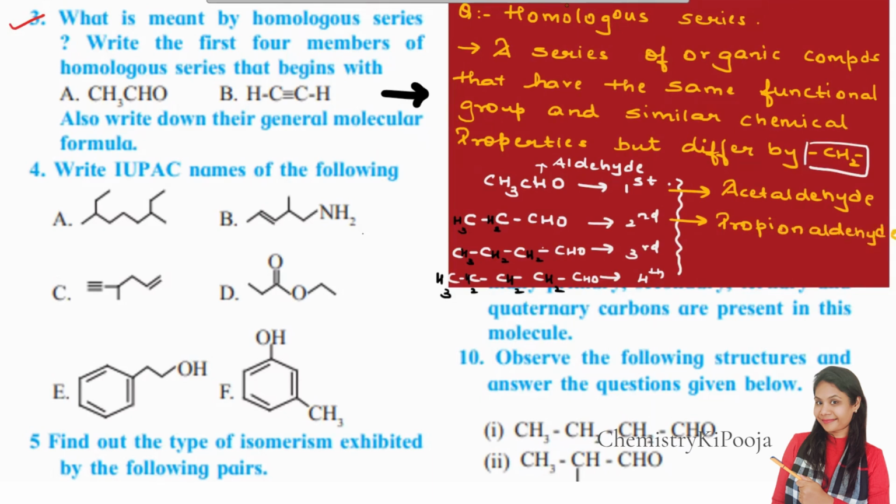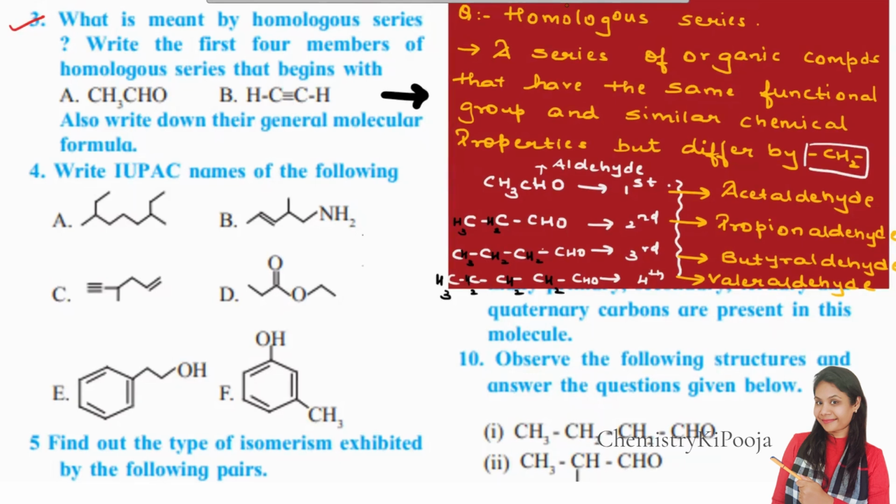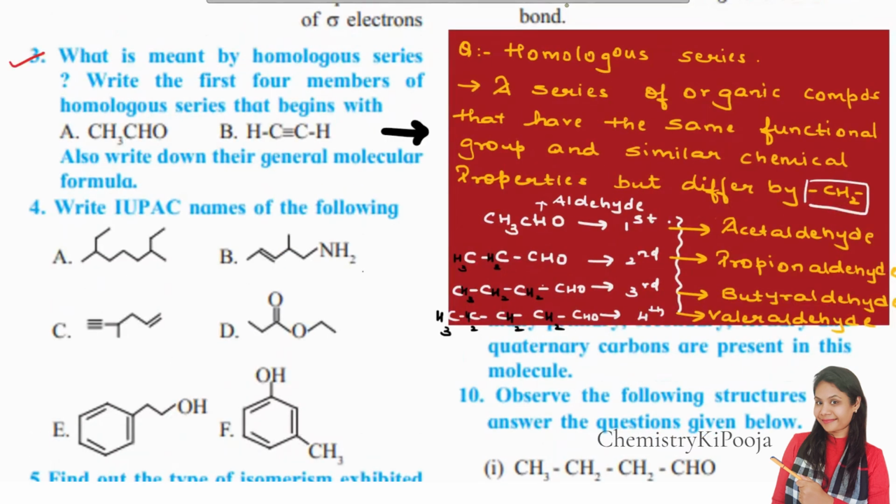Total 4 carbon are present in the third member, so this will be called butyraldehyde. And then the last one, since 5 carbon are present, the common name is Valor, and then you are going to add aldehyde to it. So it becomes valoraldehyde. Clear? So this is everything related to homologous series, and the first 4 members of the homologous series starting with this structure.